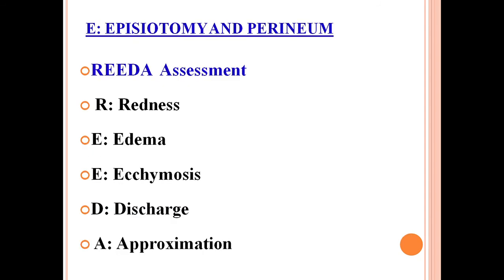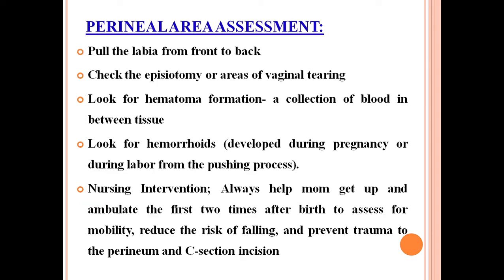Episiotomy and perineum can be assessed by REEDA, that is R for redness, E for edema, E for ecchymosis, D for discharge, and A for approximation. Perineal area assessment: pull the labia apart from front to back, check the episiotomy area and vaginal tearing, look for hematoma formation, a collection of blood in between the tissues, and look for hemorrhoids developed during the pregnancy or during labor from the pushing process.